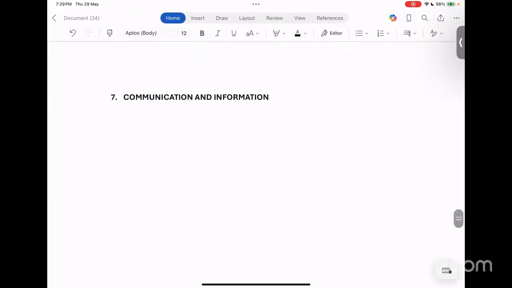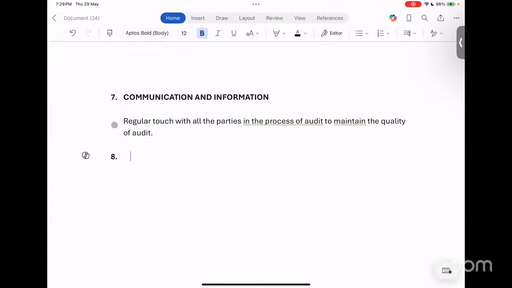So communication and information is that we should keep a regular touch with all the parties in the process of audit to maintain the quality of audit, right? So for example, it can be maintaining communication with the personnel, communication with the engagement quality reviewer, communication with component auditors or TCWG, whatever it is. Then lastly, we should keep on monitoring what is happening. So monitoring is also very important.